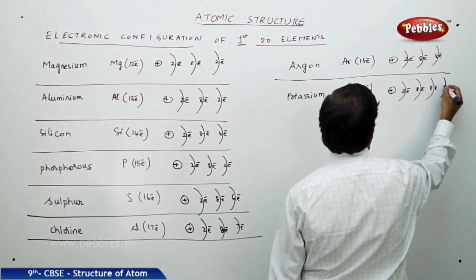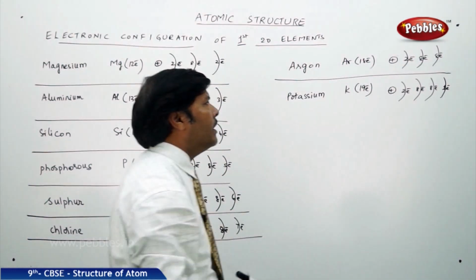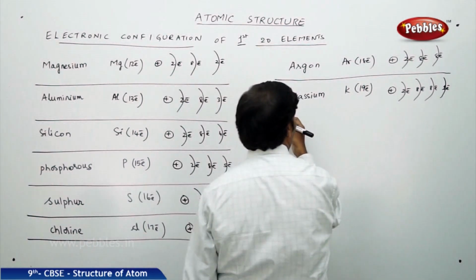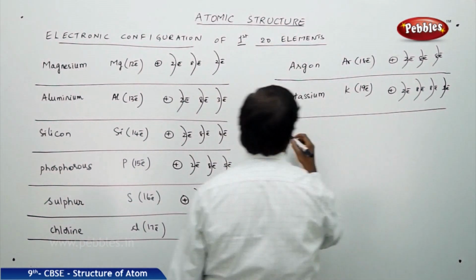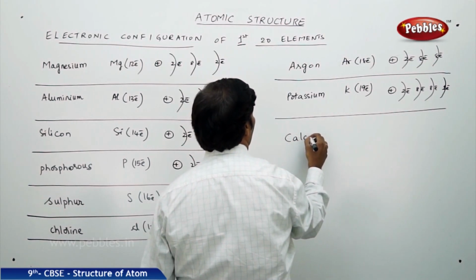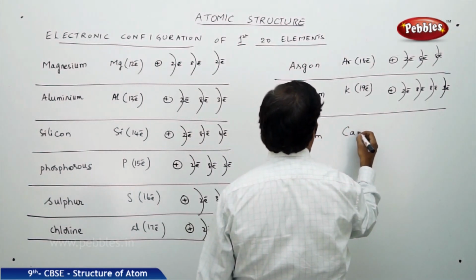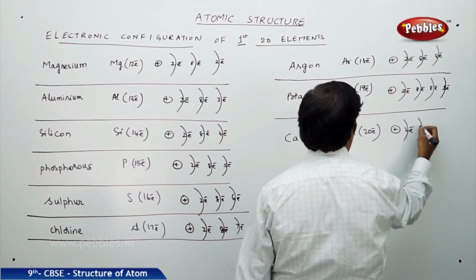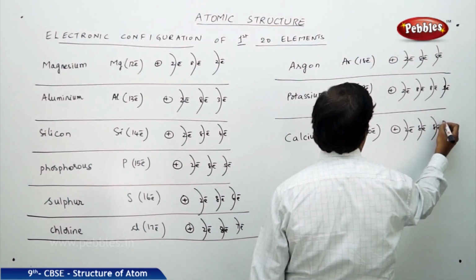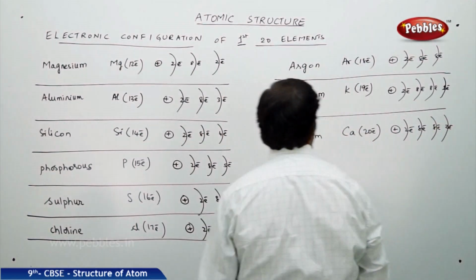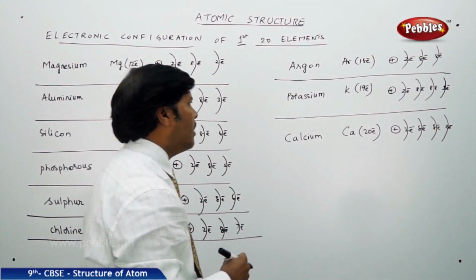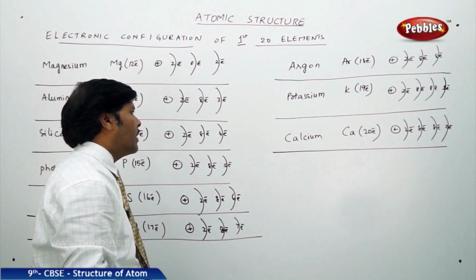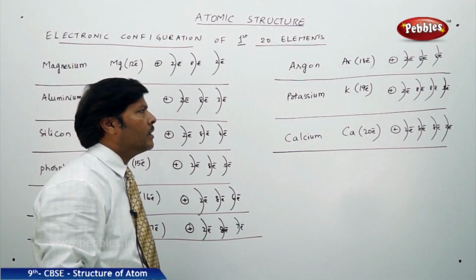Here it's an exception actually. Potassium actually goes with the fourth orbit, not with the third orbit. It's an exception. And go for calcium, also the same thing. Symbol is Ca, 20 electrons: first orbit 2 electrons, second orbit 8 electrons, again 8 electrons, and in the last orbit it is 2 electrons. So this is how the electron distribution takes place for the 20 elements based on the number of electrons available in each case.